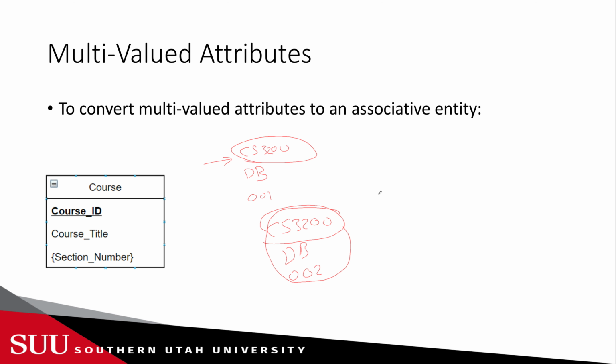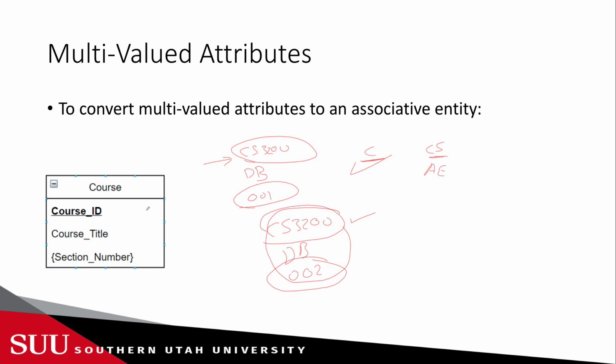The solution is to basically divide it or have an associative entity to save this part for me, to help me do this. So in this case, I will have a course entity, and then I'll have a course section, or section, you can call it anything. So this is going to be my entity, and this is going to be my associative entity.